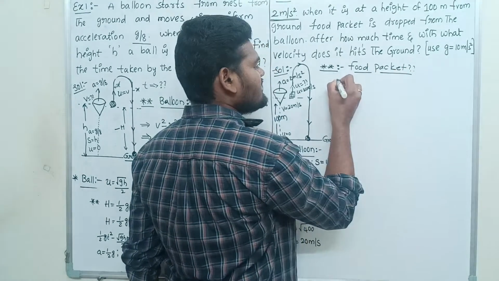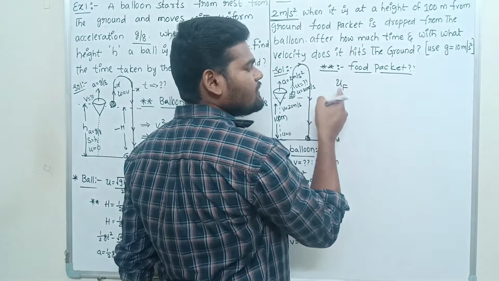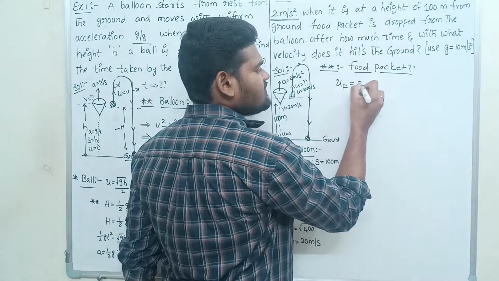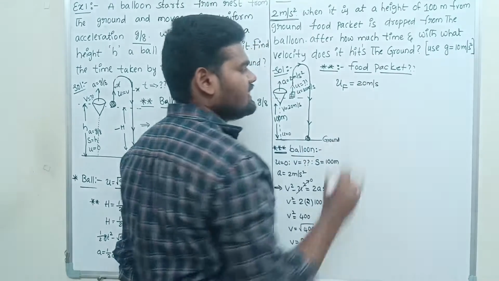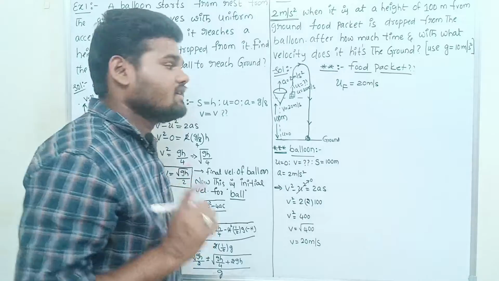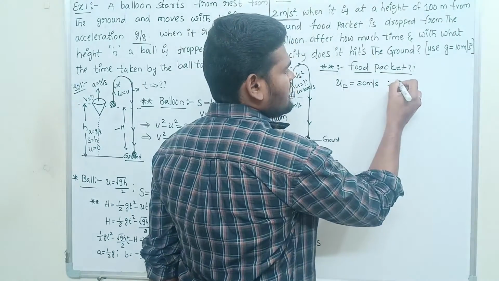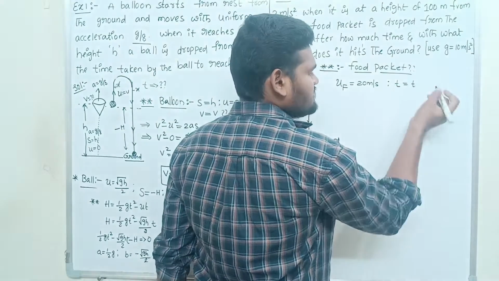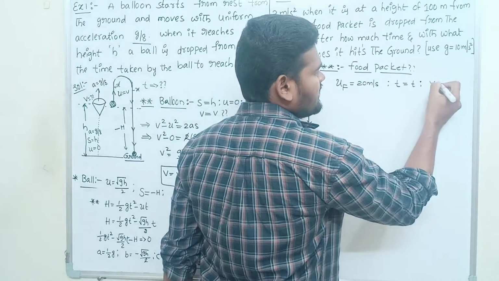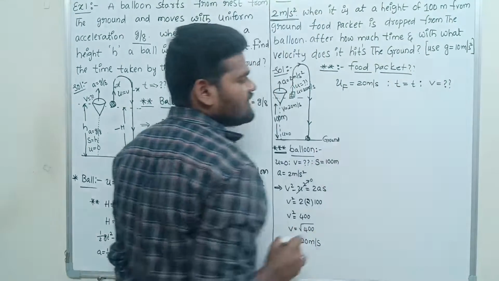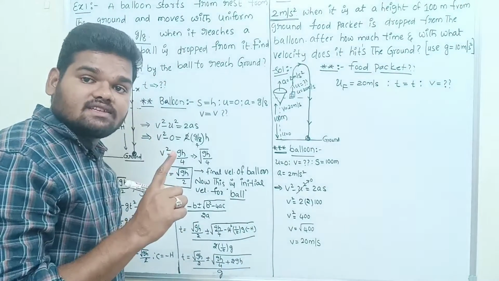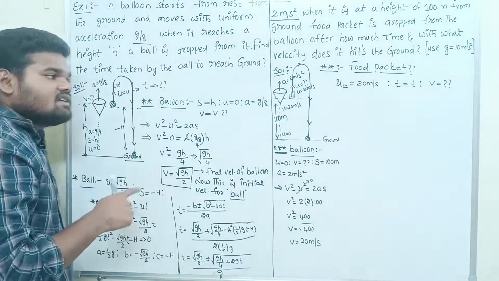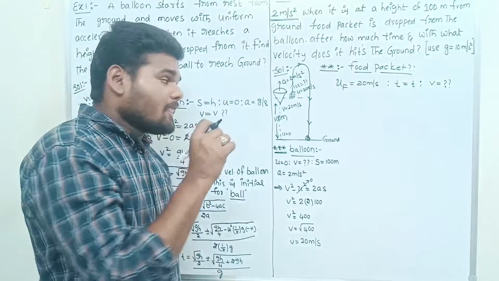Right. So what is the initial velocity of the food packet? u of the food packet, initial velocity, is equal to 20 meters per second. Let the time taken to reach the ground be t. So what do we have to find? We have to find its final velocity.